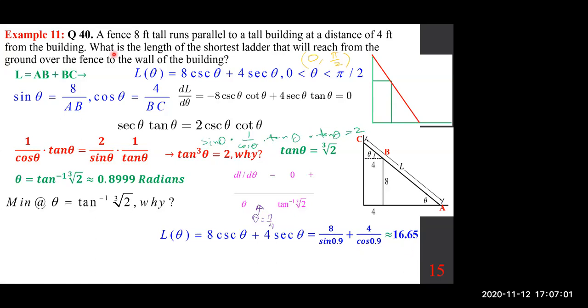What is the length of the shortest ladder? L of theta. Replace the theta with 0.9 radians, and we go with sine and cosine. So you're done. The question is finished, okay, class?